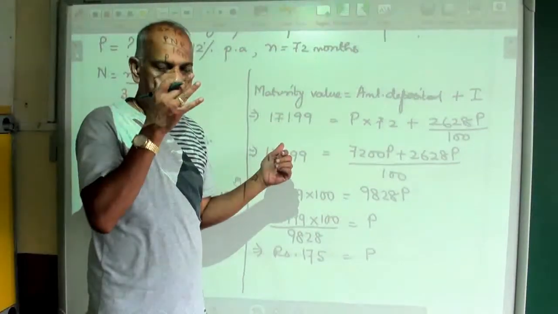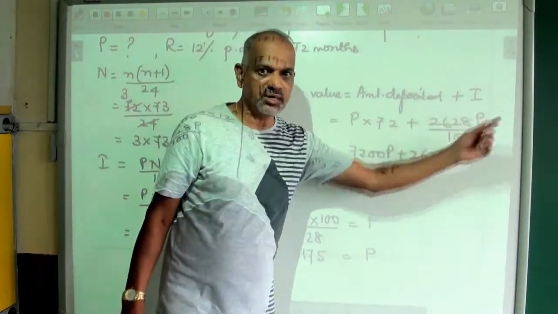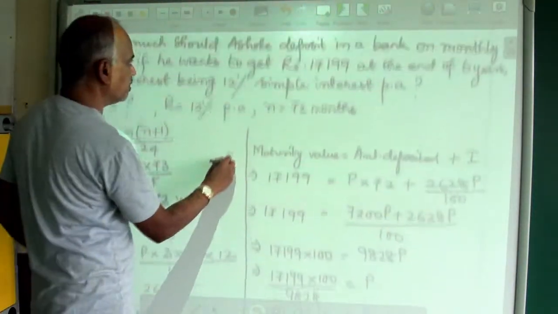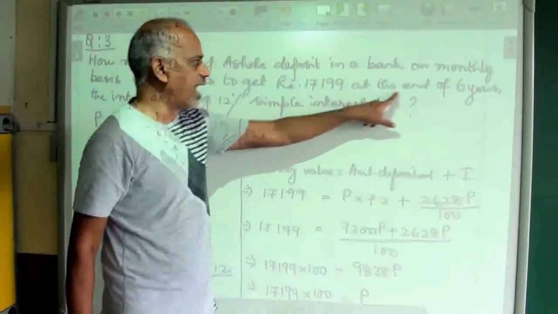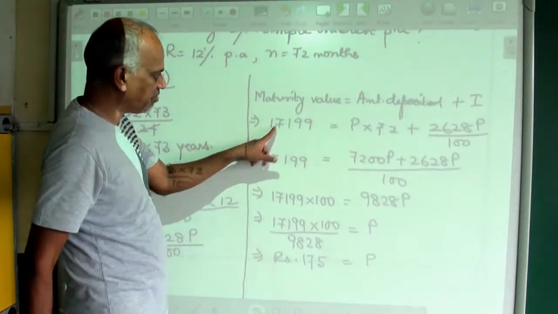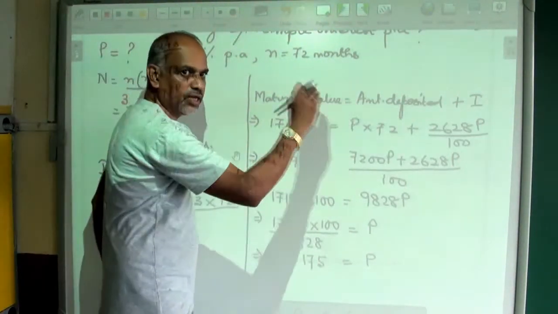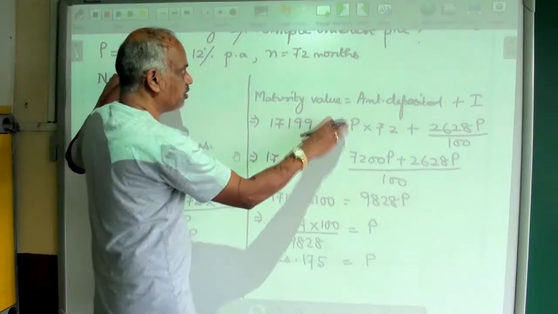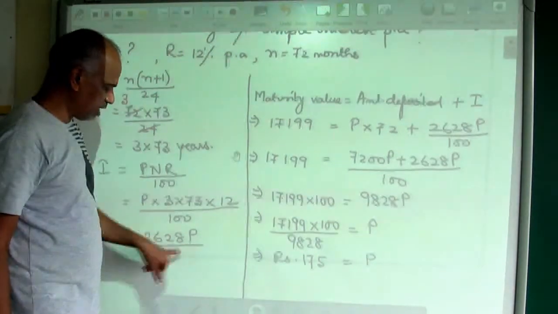Then our third calculation is finding maturity value. Maturity value is again amount deposited plus the interest. You already know the maturity value. It was given in the question: if he wants to get 17,199 at the end of 6 years. So this is the maturity value. So 17,199 is equal to amount deposited, that is monthly deposit into the number of months. Monthly deposit you don't know, which you assumed as P. So P into 72 months plus interest was 2628P by 100.